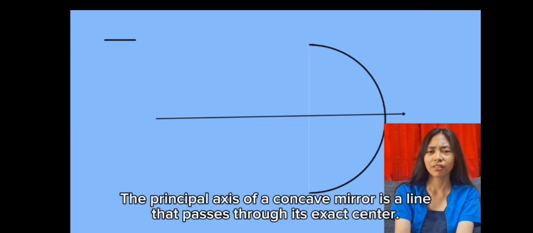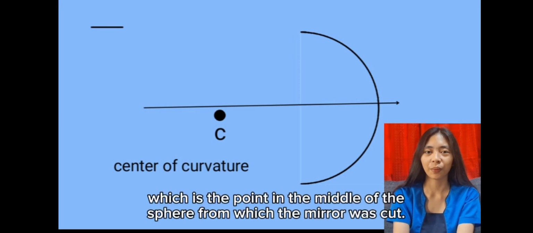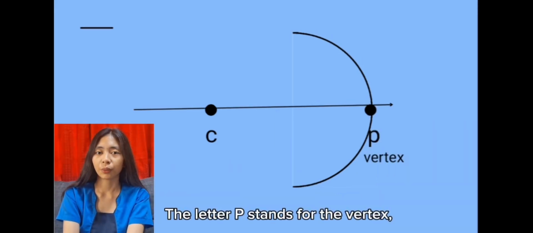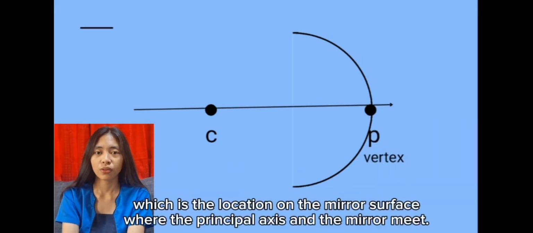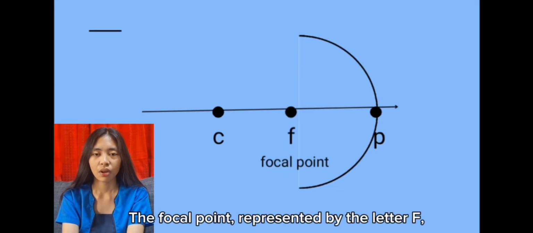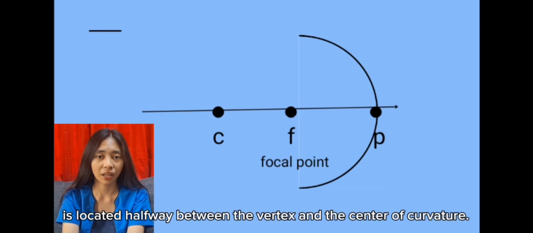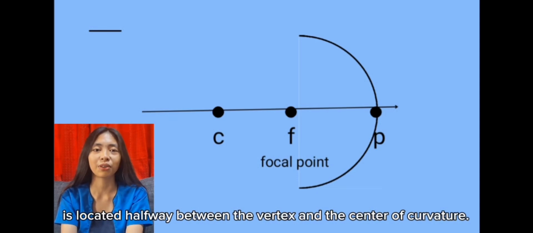Concave mirror. The principal axis of a concave mirror is a line that passes through its exact center. The letter C represents the center of curvature, which is the point in the middle of the sphere from which the mirror was cut. The letter P stands for the vertex, which is the location on the mirror surface where the principal axis and the mirror meet. The geometric center of the mirror is called the vertex. So the focal point is represented by the letter F. It's located halfway between the vertex and the center of curvature.